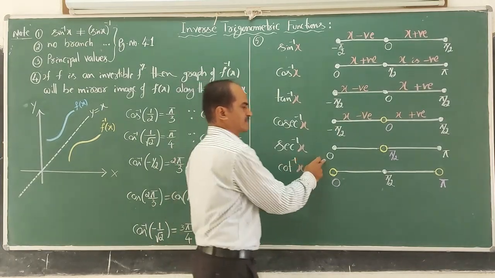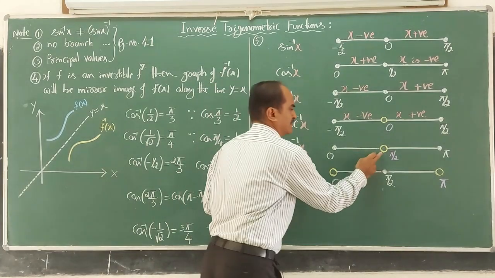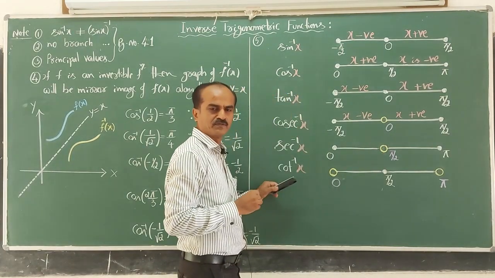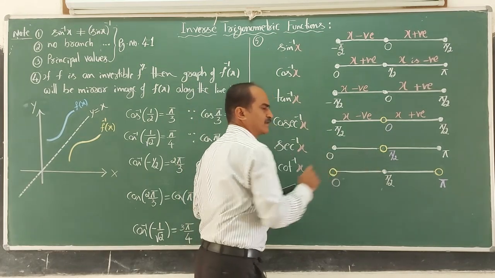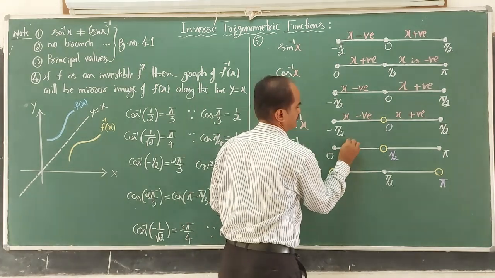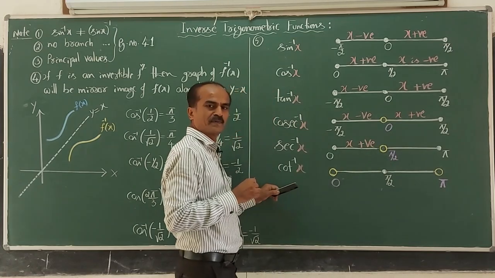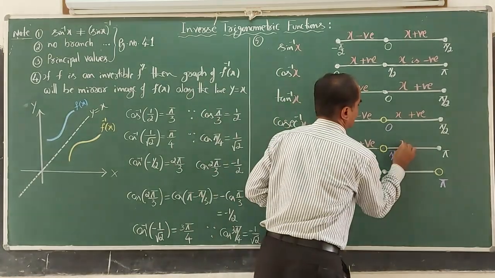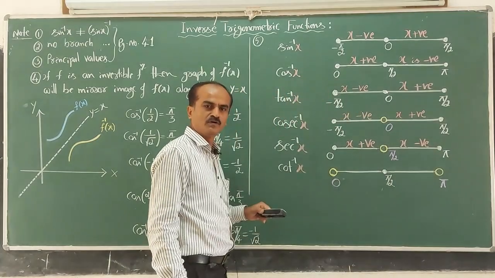Secant inverse x lies in the closed interval 0 to pi, but in that I had to drop out pi by 2. Secant inverse of any real number cannot be equal to pi by 2. Now, when x is positive, it gives the angle in the interval 0 to pi by 2. When x is negative, it gives the angle in the interval pi by 2 to pi.